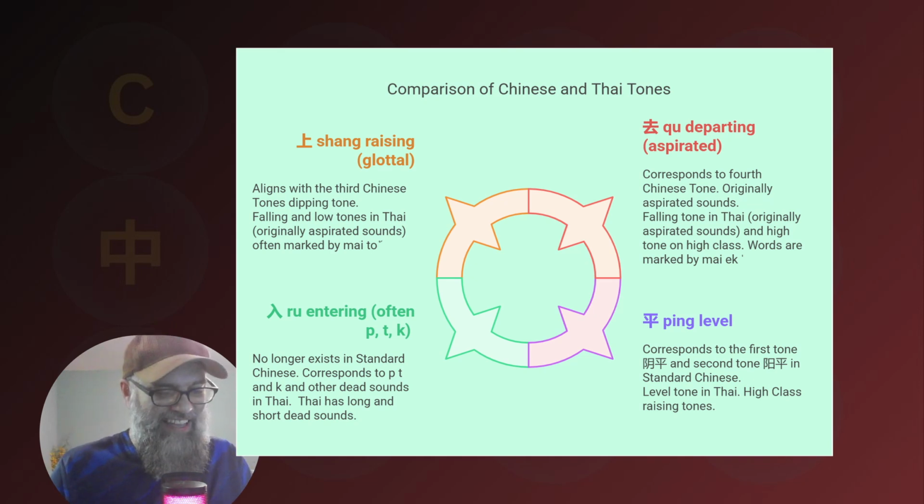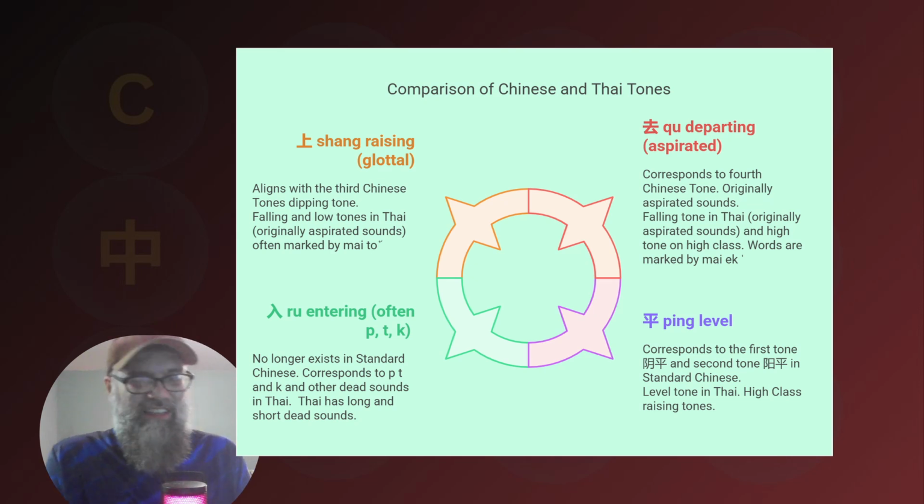So in Thai, the ping sheng, it can be the level tone. So in Thai, also like in Chinese, there is the level tone, and that corresponds to the ping tone. And in the high class, you'll also see some rising tones. Then for the shang in Thai, this is the mai ek marker, and the mai ek makes the tone drop. So these are generally going to be low tones. And for the low class, it's actually a falling tone.